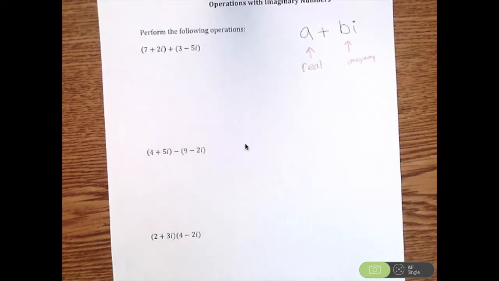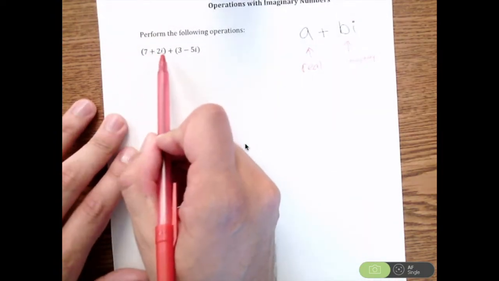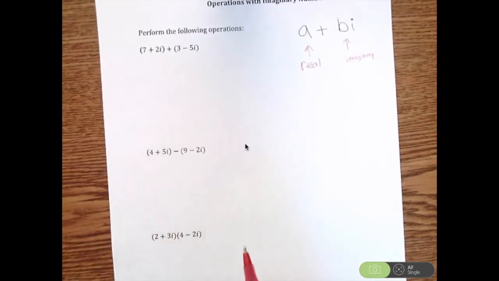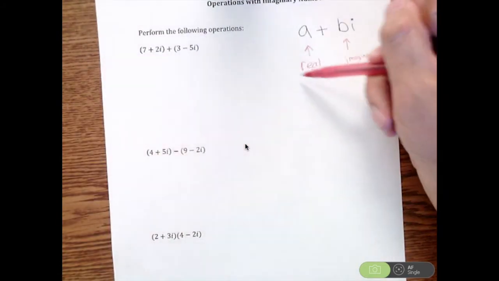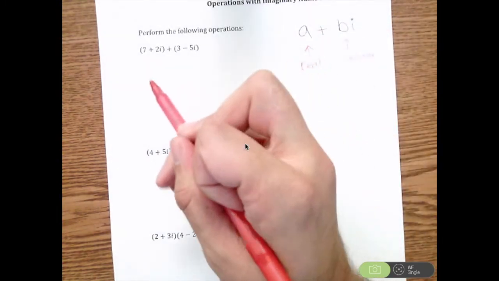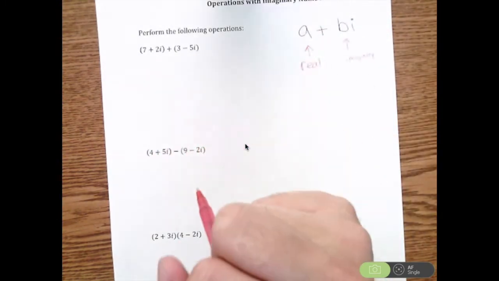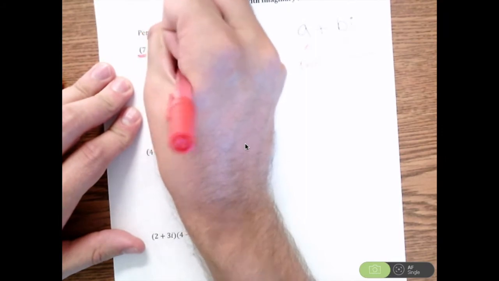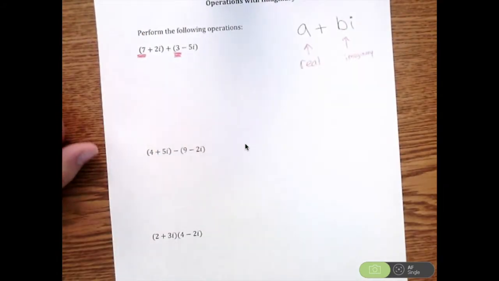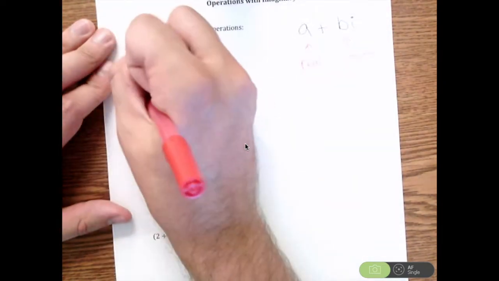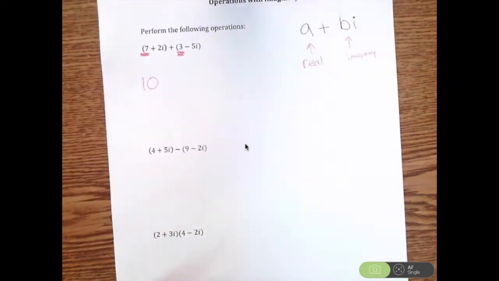For this first one, I have 7 plus 2i, in parentheses, plus 3 minus 5i. What we want to do is keep the real numbers with the real numbers and the imaginary with the imaginary. So the real part in the front is 7, and the real part of the second number is 3. All I'm going to do here is 7 plus 3, which is 10.